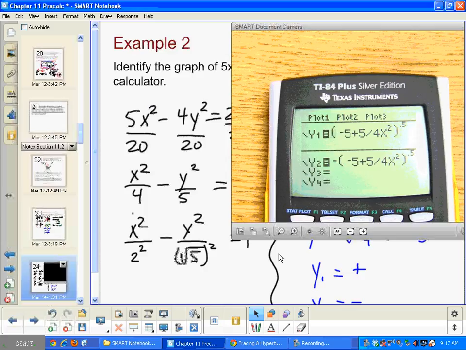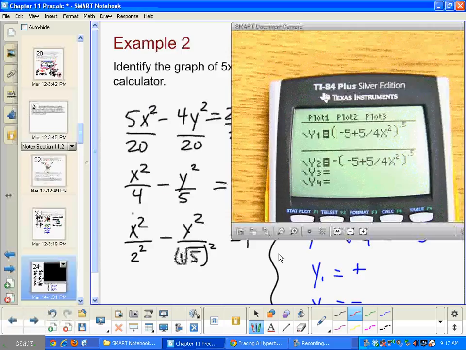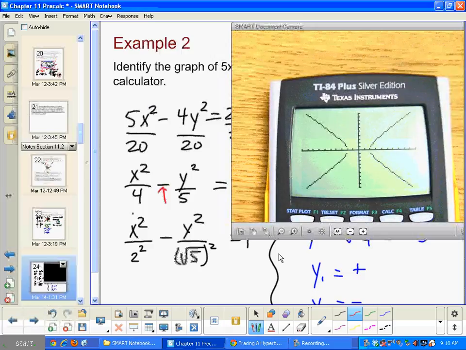Okay. And so it is what I expected it to be. You've got this negative, and this one is larger. The negative is with a y. So that means it's going to open left and right, because x is going to be our positive one. So that makes it open left and right.